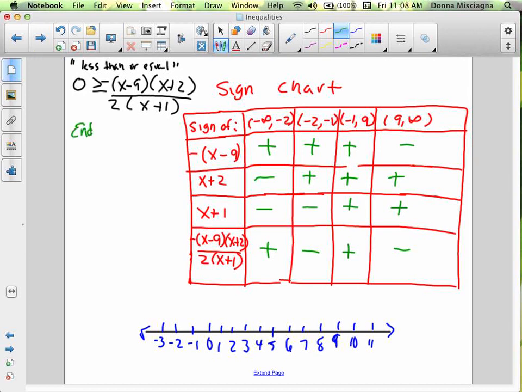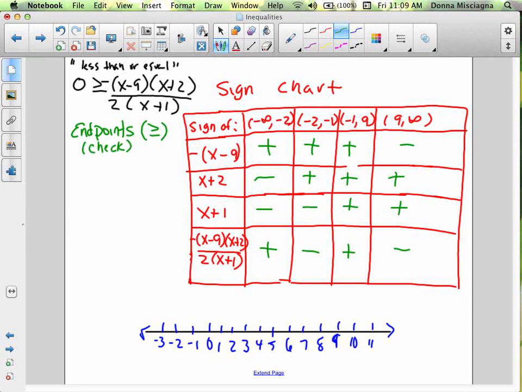Are they included? Right, if this was not a less than or equal to, then it would be no matter what. But because we have an equal sign included, we have to check.